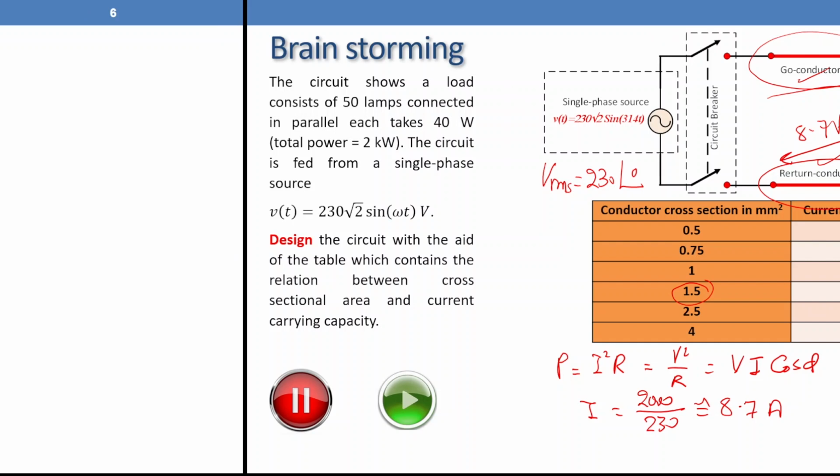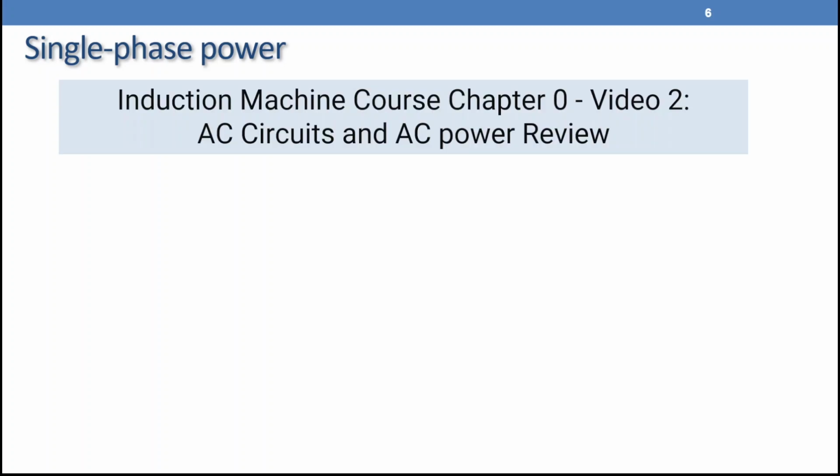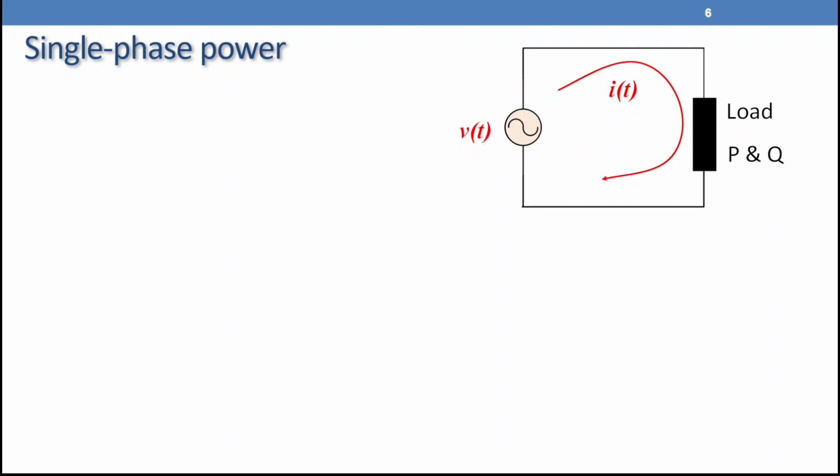We'll need it later. Before we delve into the three-phase system and three-phase power, let's look at the nature of single-phase power. I introduced that before in the Induction Machine course, chapter 0, video number 2, AC circuits and AC power review. Here I'm going to look at a circuit like this one. We have a supply v(t) and the current i(t) for a certain load. This load takes P, active power, and Q, reactive power. I'm going to focus on the P, active power. So if you have the voltage v(t) equals V maximum sin(ωt + θV), and i(t) equals I maximum sin(ωt + θI).